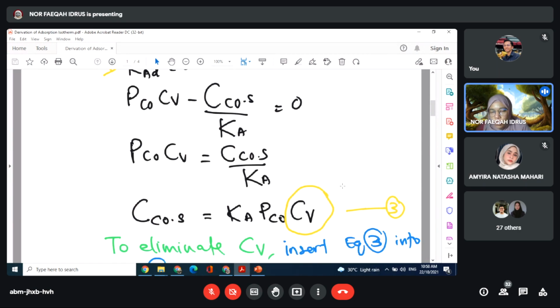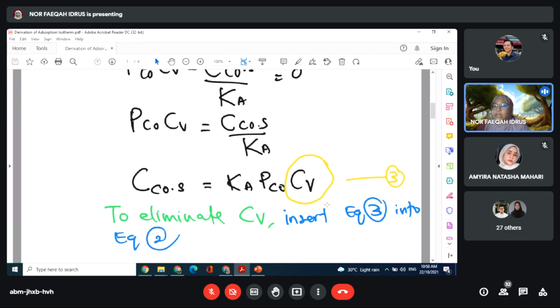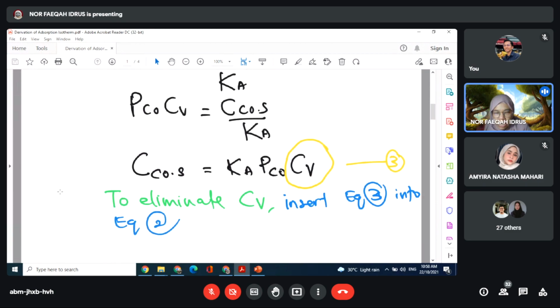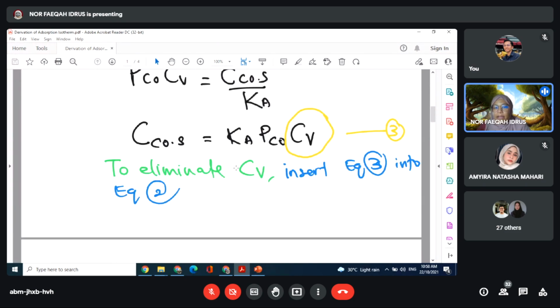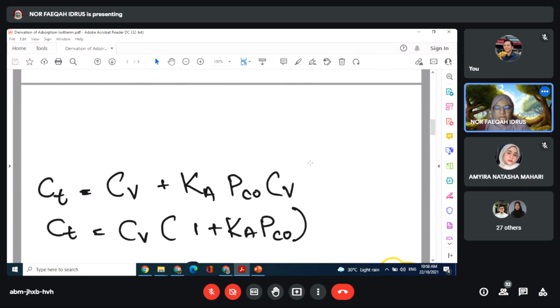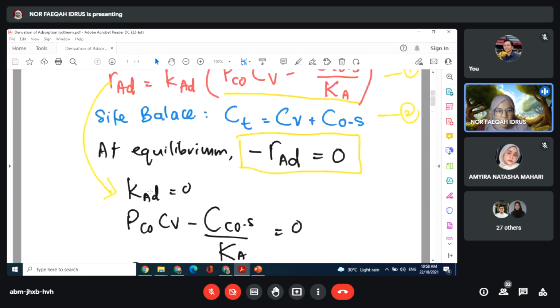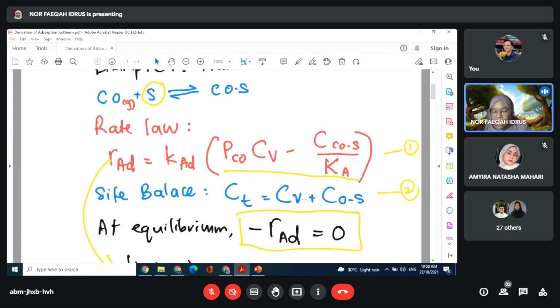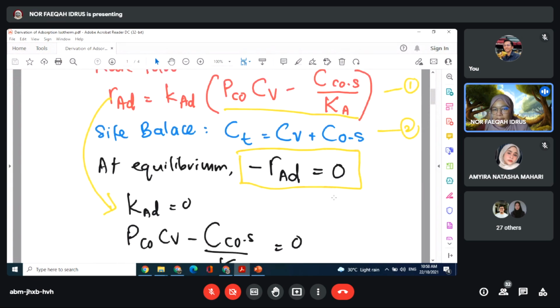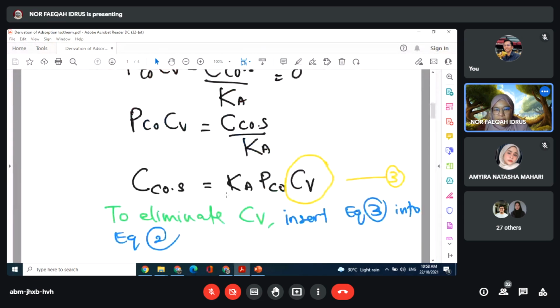Okay, so how to eliminate CV? We need to write the site balance. Relate this equation with the site balance. Okay, so this is your site balance. CT equal to CV, which originally is what? CT equal to CV plus CO.S. So earlier we already derived CO.S as this equation.